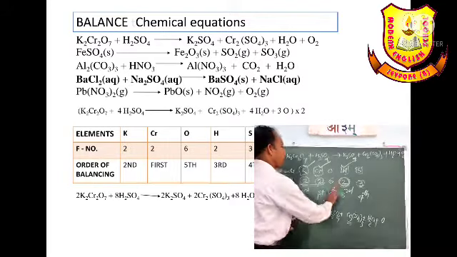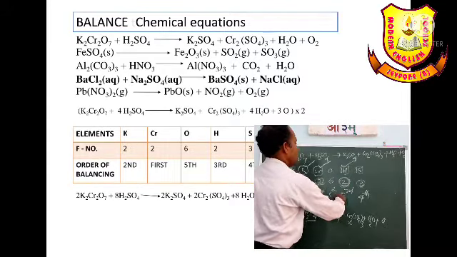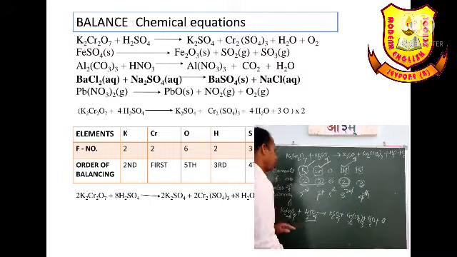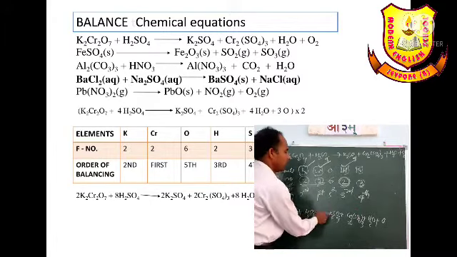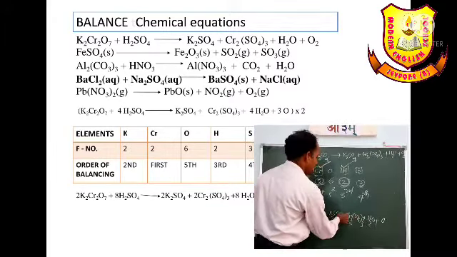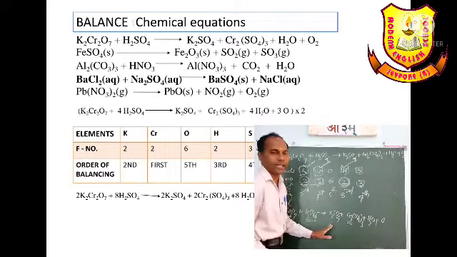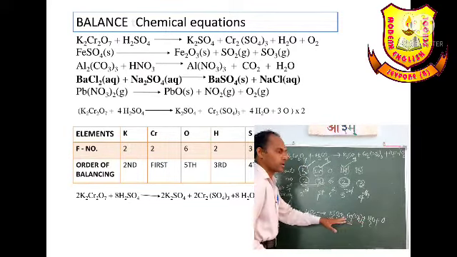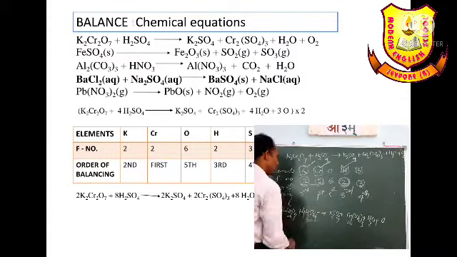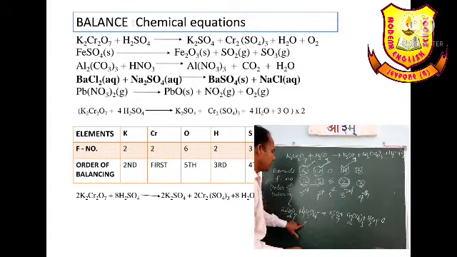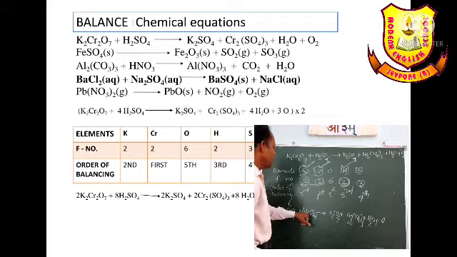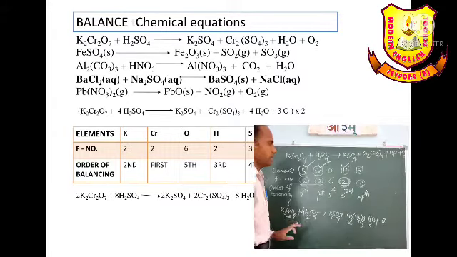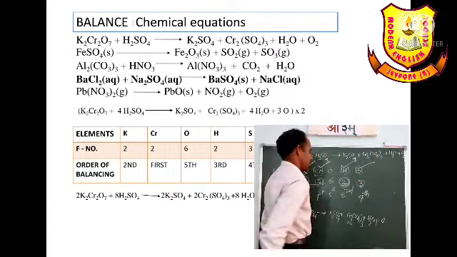Okay, next sulfur. We have to balance sulfur. Here 1, here 3, and here 1. 4 sulfurs are there on the right hand side or product side. So here we have to put 4 to balance sulfur. Okay, 4 H2SO4. Sulfur is balanced.